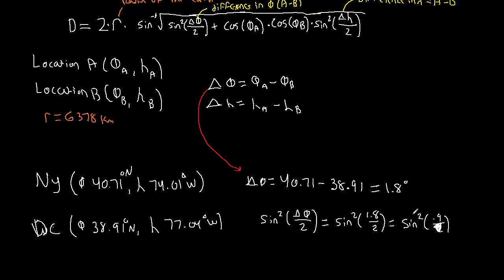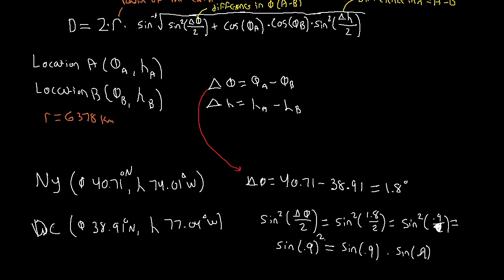Now, if you've never seen the sine squared before, this is the exact same as taking the sine of 0.9 and squaring it, which algebraically is the same as saying the sine of 0.9 times the sine of 0.9.